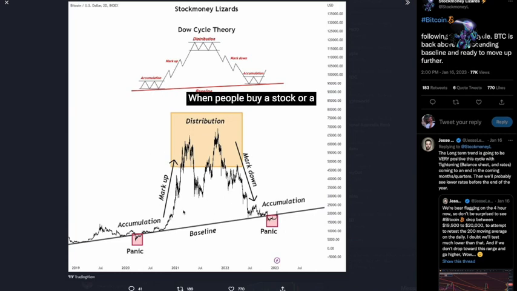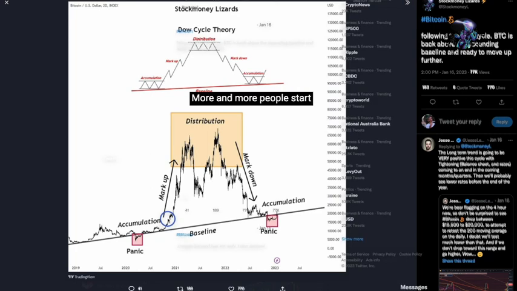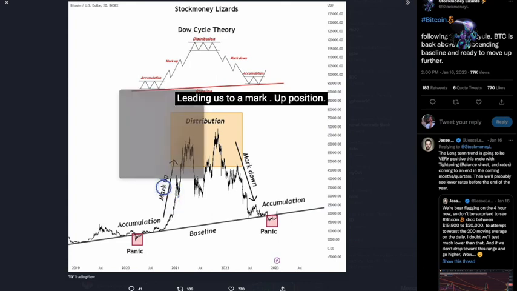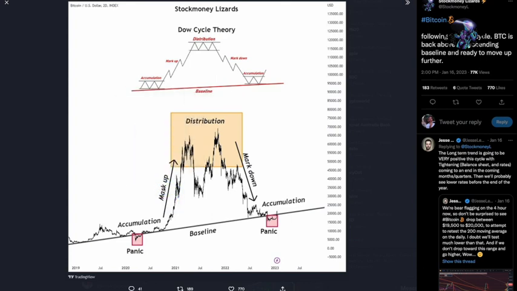Now, to give you an easy example to understand this pattern and help identify what's going on, when people buy stock or a house, it's called accumulation. So it is this level over here. It means that more and more people are interested in buying that stock, which can make the price start to go up. This is like when you are buying a property, more and more people start buying properties in that area, driving up the price, leading us to a markup position.